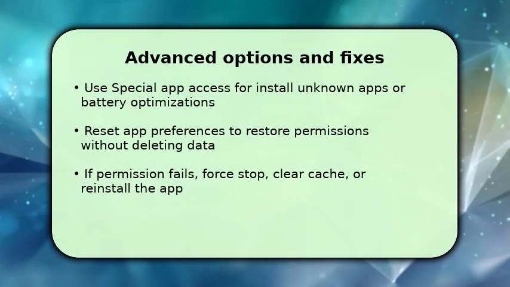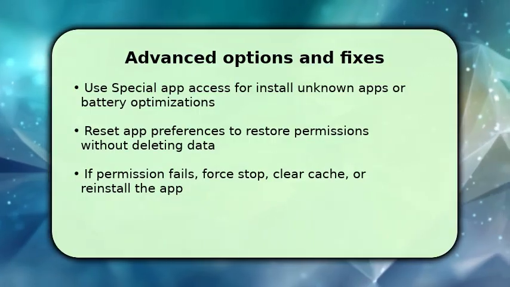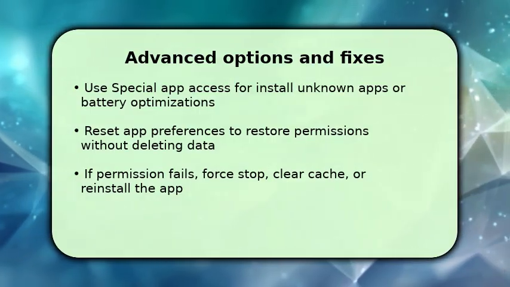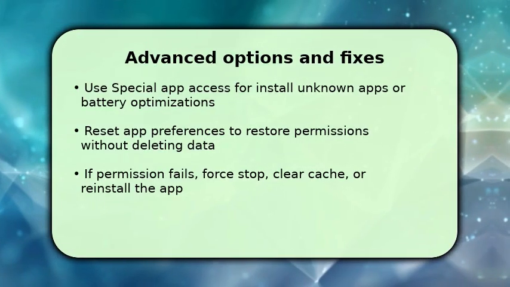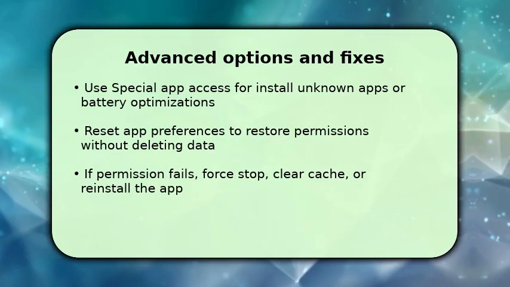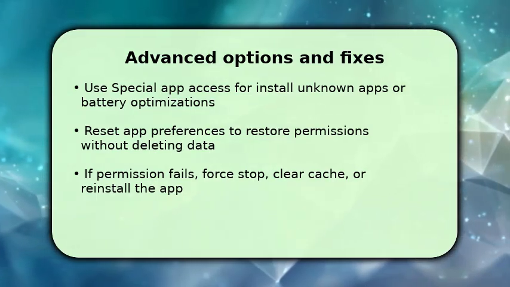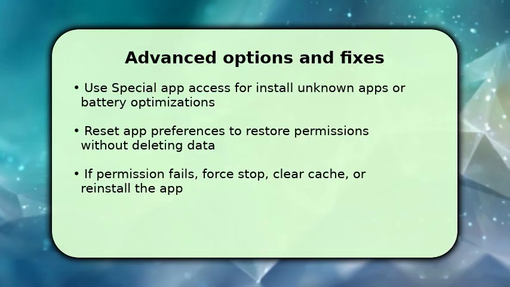Finish by reviewing special app access for more advanced permissions like install unknown apps or battery optimization exceptions. These live in Settings Special App Access. If you want to revert many choices, reset app preferences to restore default permissions without erasing app data.